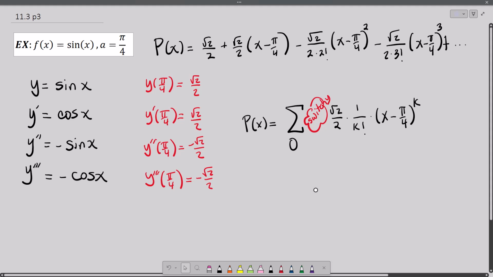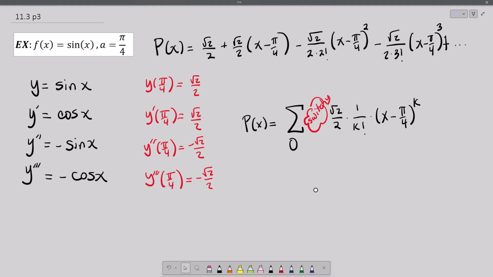Well, the whole goal is we want it to equal 0. The only way to make this 0 is if x equals 2. Because that means our radius of convergence.